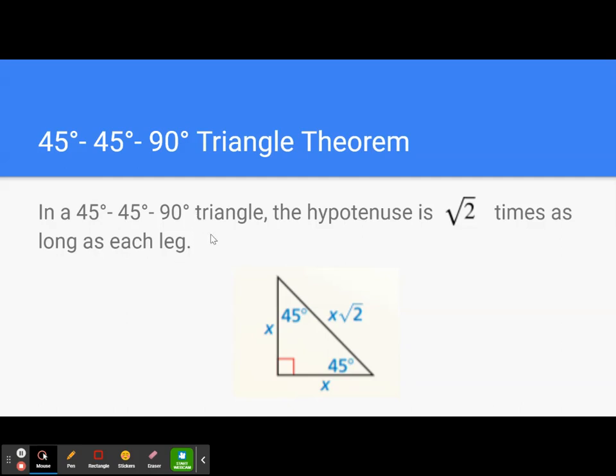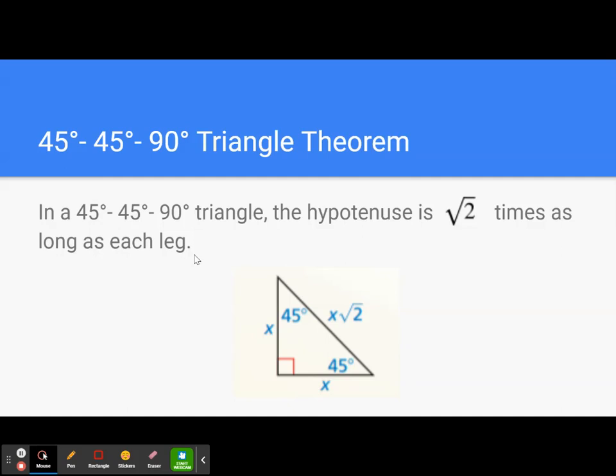You're going to need to fill in the blank. It says in a 45, 45, 90 triangle, the hypotenuse is the square root of 2 times as long as each leg. So you don't even have to use the Pythagorean theorem if it's a 45, 45, 90 triangle.